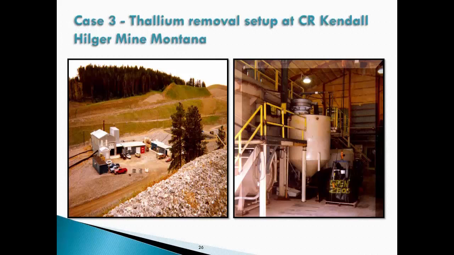Case 3 discusses thallium removal at the C.R. Kendall gold mine in Hilger, Montana. Basically, it was an open-cast gold mine. They went through a series of sediments that had some low levels of thallium in them. Montana has lowered their discharge standards down to a discharge of no more than 1.7 ppb. Unfortunately, we can't get consistent laboratory testing to give us a number any better than less than 2.